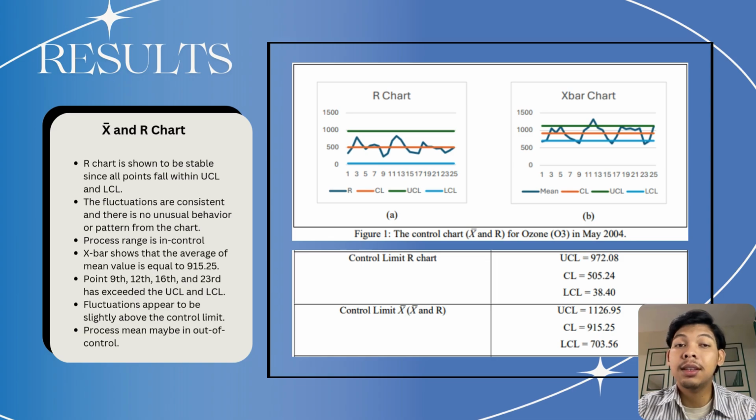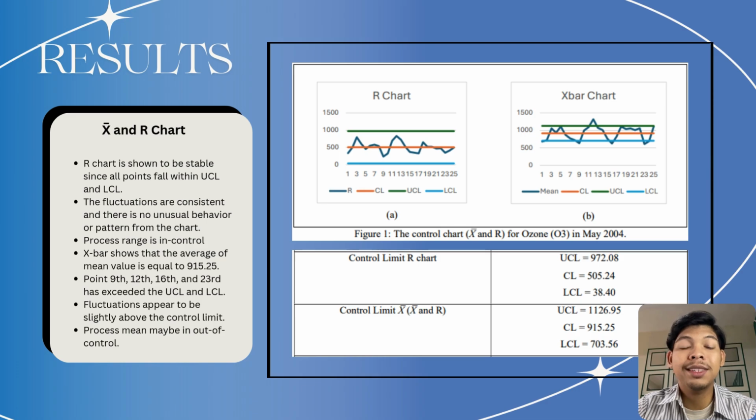Firstly, the data is analyzed by using the X-bar and R chart. So from the output, figure 1a shows that the R chart is stable since all points fall within the UCL and LCL. The fluctuations are consistent and there is no unusual behavior or pattern in the chart, which indicates that the process range is in control. However, for the X-bar chart, it shows that the average of the mean value is equal to 915.25, which indicates the center line for the X-bar chart.